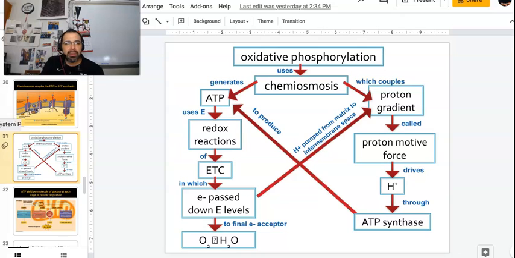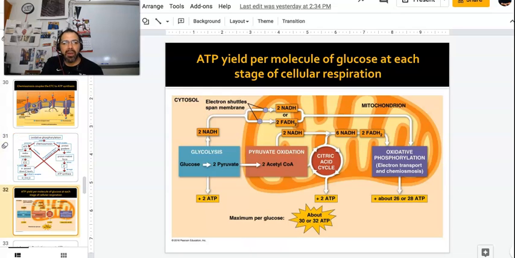All right. So let's look at the next picture. ATP yield per molecule of glucose at each stage. We got 2 ATP from glycolysis, 2 from the citric acid cycle, and 26 to 28 ATP from oxidative phosphorylation, for about 30 to 32 total.